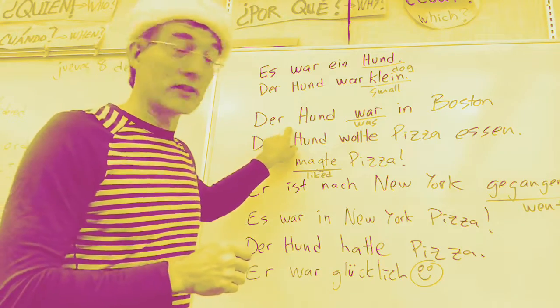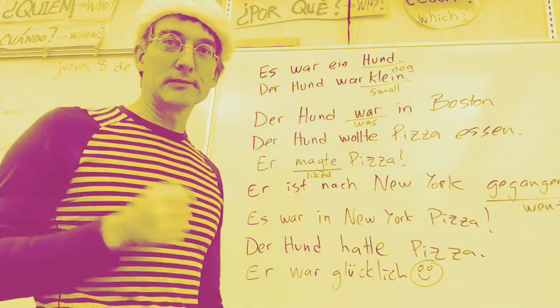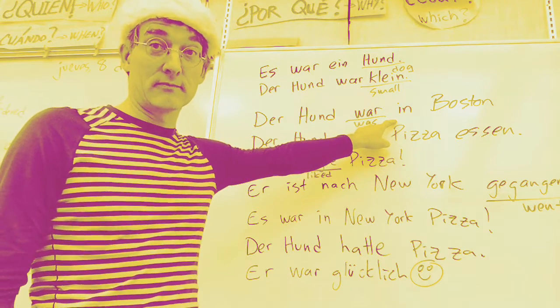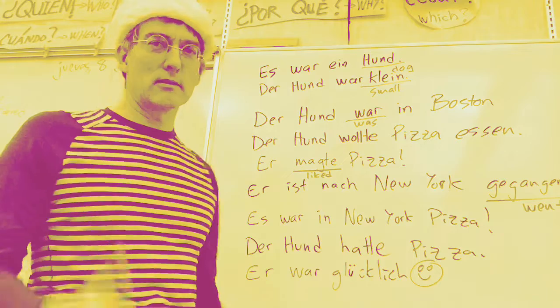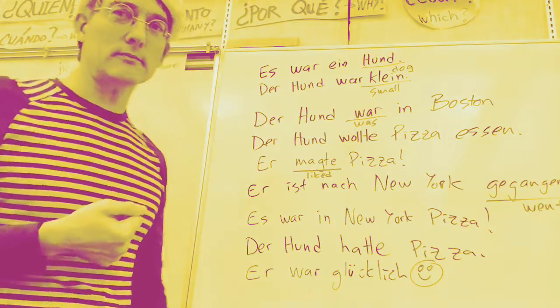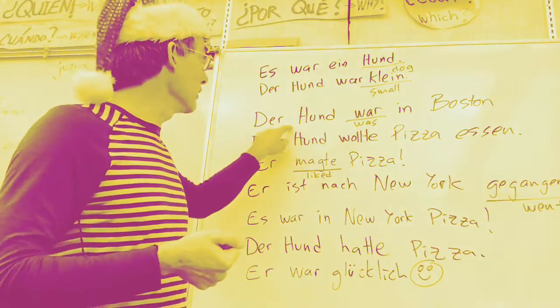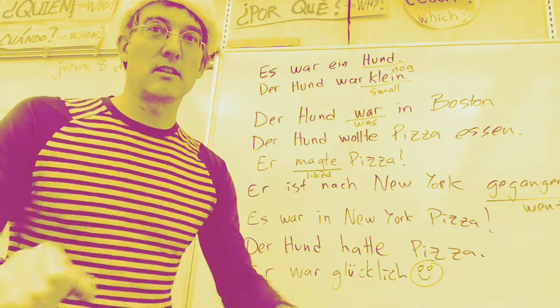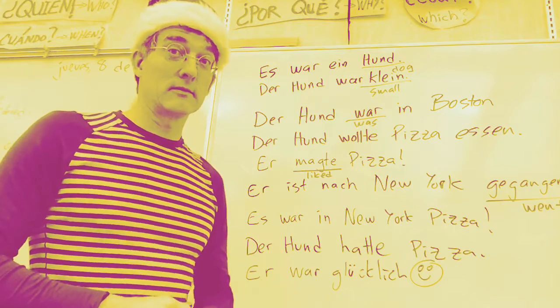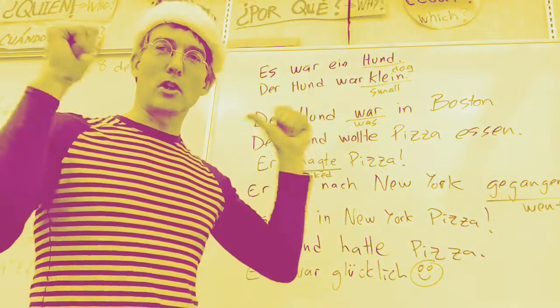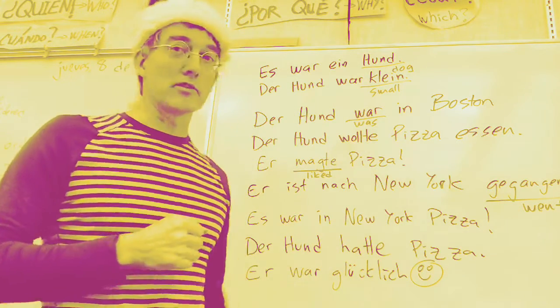Der Hund, woof, war in Boston. Der Hund war in Boston. Der Hund war nicht in Vancouver. Der Hund, woof, war in Boston.